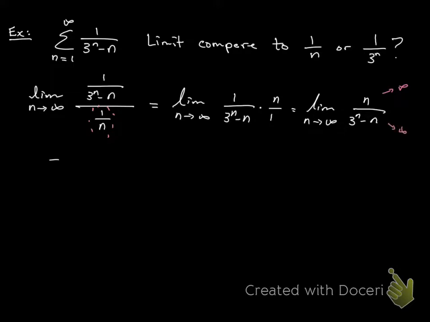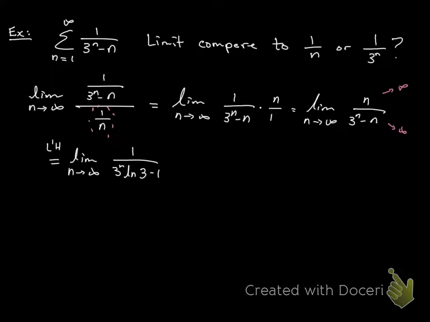Both the numerator and denominator are approaching infinity as n goes to infinity. The numerator approaches infinity. The denominator, 3 to the n, grows much faster than just n, so the denominator should also go off to infinity. This implies that I can use L'Hopital's. So I take derivatives. The derivative of the numerator is 1. The derivative of the denominator is 3 to the n natural log of 3 minus 1.